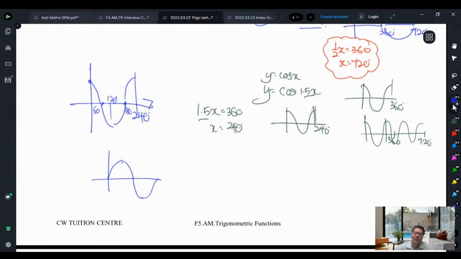Because the question sometimes they say, plot y equals to cos 1.5x, but x is between 0 to 180 degree. Oh my God. Then I have to erase this one. No? Erase this one. No? And erase this one. And this is, I plot 3/4 of the whole cos. Okay?